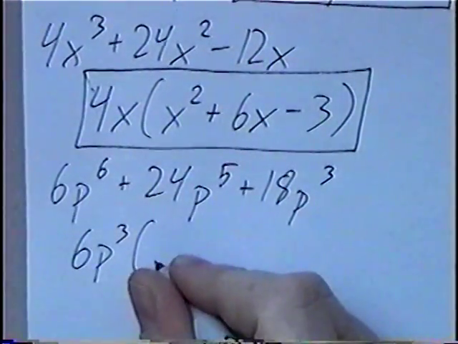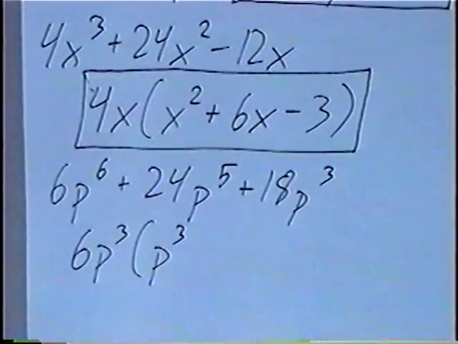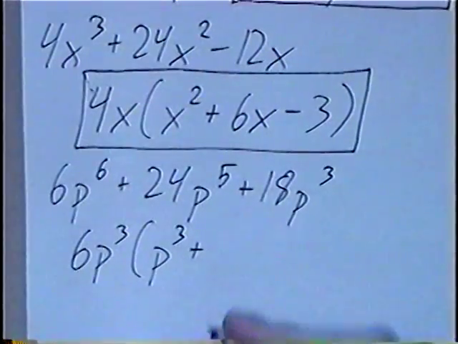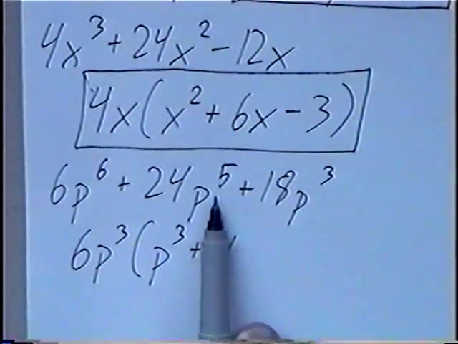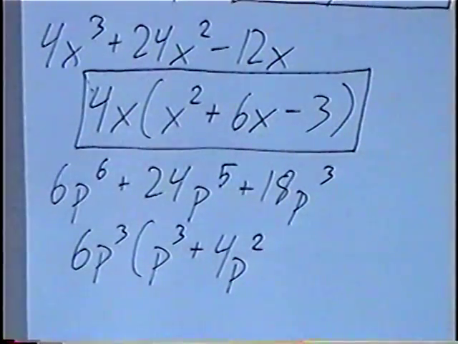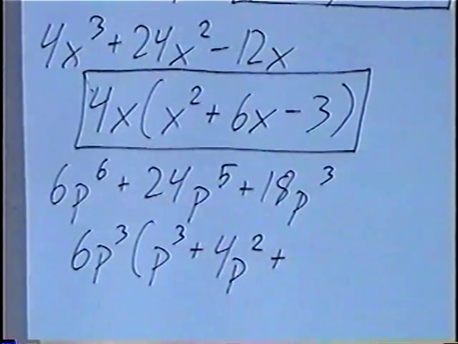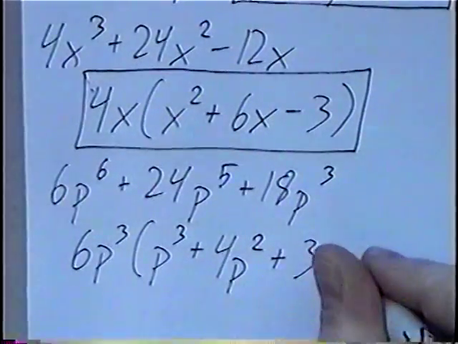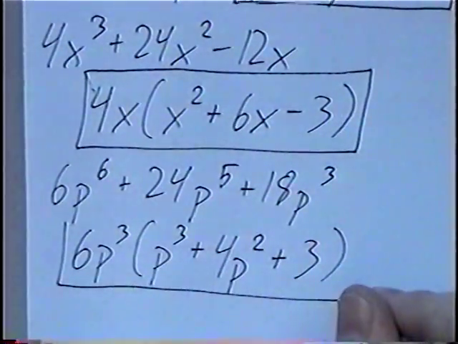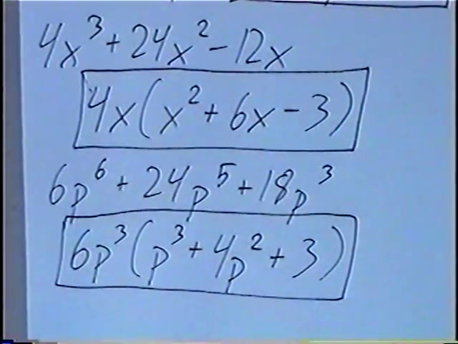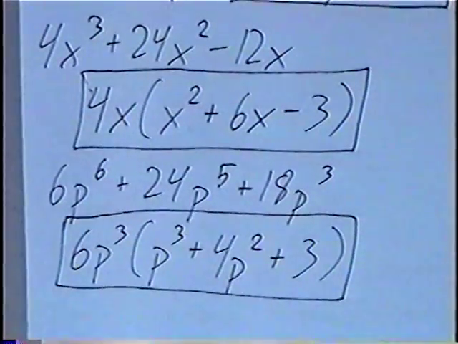Taking 3 p's out from p to the 6, we'll be left with p to the third power, plus 24 divided by 6 would be 4. p to the fifth divided by p to the third will be p squared, or p to the second power, plus 18 divided by 6 would be 3. And the p to the thirds would divide or cancel out. So our final answer, 6p to the third power, and inside parentheses, p to the third plus 4p squared plus 3.